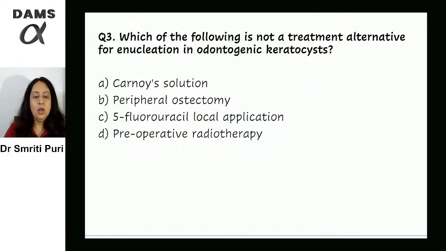Question number 3. Which of the following is not a treatment alternative for enucleation in odontogenic keratocyst? Your options are A. Carnoy solution, B. Peripheral ostectomy, C. 5-fluorouracil local application, and D. Preoperative radiotherapy. So what would be the answer here to question number 3? Please let me know in the live chat box below.